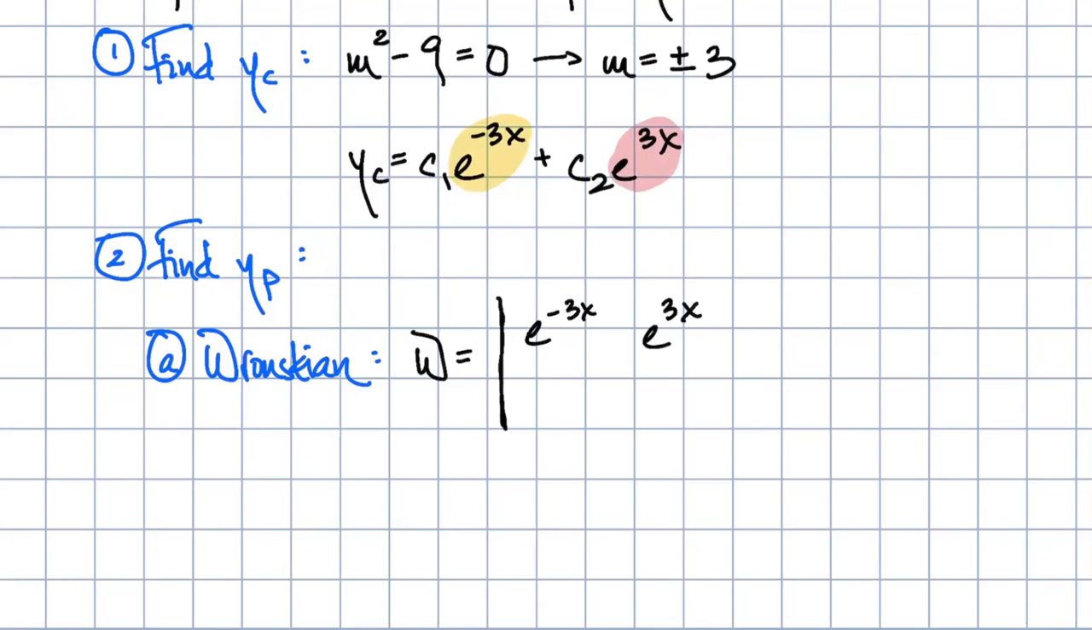So this goes with that term from your y sub c, and this one comes from the other term in your y sub c. The second line is just the derivative of the first line. So if I think about the derivative of e to the negative 3x, I'm going to get negative 3e to the negative 3x. And if I take the derivative of e to the 3x, the one in the red, I'll just get 3e to the 3x.